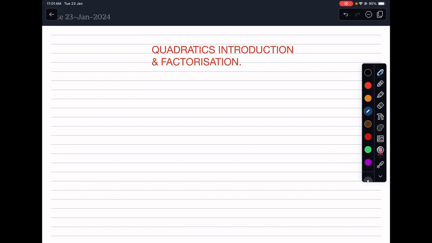And the topic that we are going to start today is quadratics. It's the first topic on quadratics, so it's going to be the introductory class, and then we will carry on with the basic factorization. Quadratics is the topic which students do in O level, and then this topic also continues in the A level and makes a very strong foundation for the A level math course.